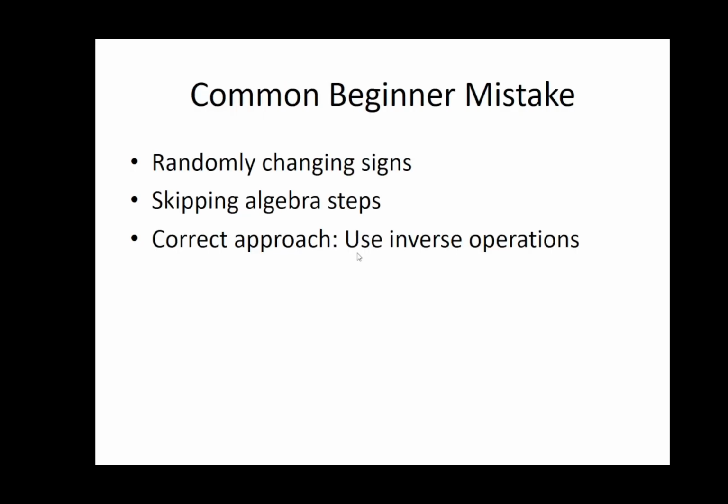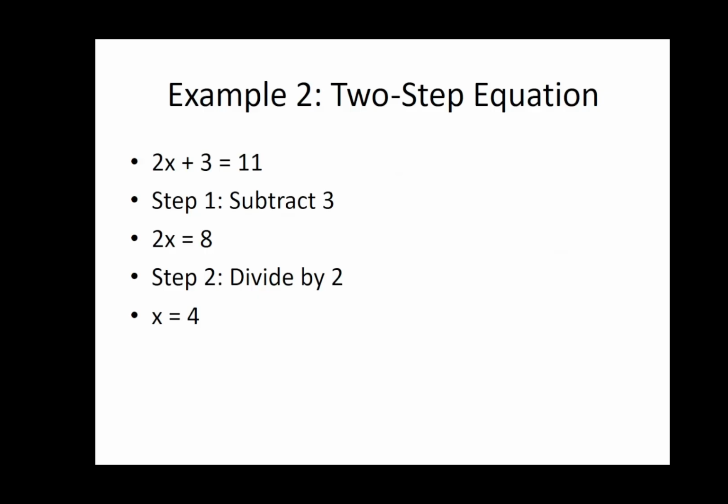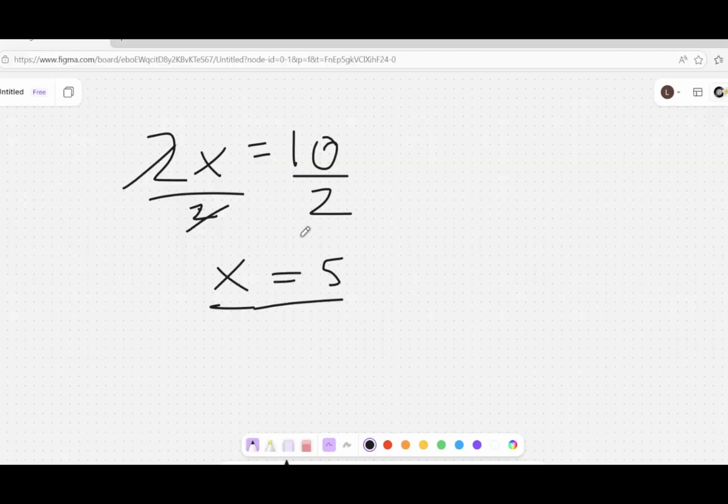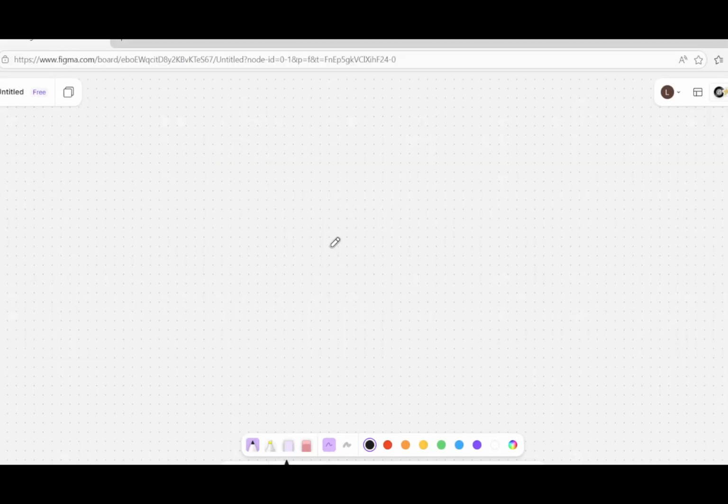Now, common beginner mistakes: randomly changing the signs and skipping algebra steps. The correct approach should be to use inverse operations. So we'll have an example so we can figure out what this is talking about. Example number 2, a two-step equation. I'll just clean the board and rewrite.